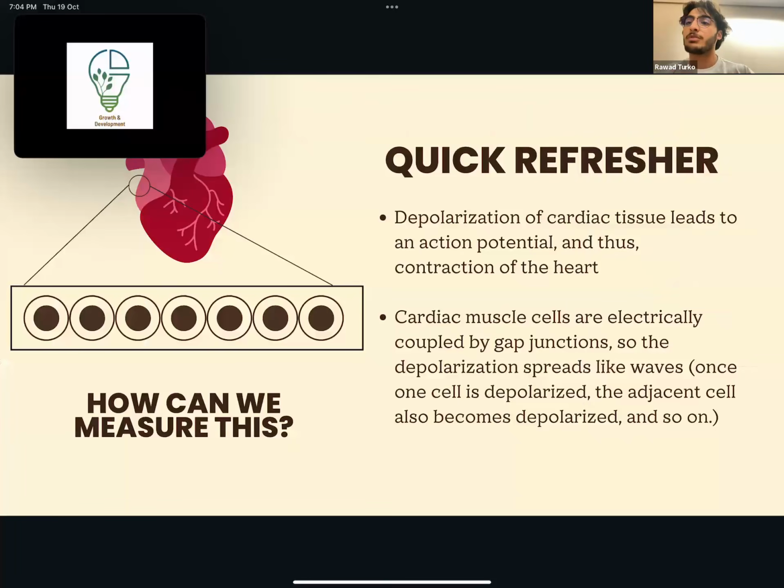So as we probably know from your electrophysiology lecture, your heart's constantly being depolarized and then repolarized. So there's a lot of electrical activity going through it at any given time. That's what we're trying to measure with the ECG. Okay, so a quick refresher. Depolarization of cardiac tissue leads to the action potential and thus contraction of the heart. So depolarization happens and then you get contraction of the heart. The electrical activity always precedes the mechanical activity of the heart. So depolarization and then contraction.